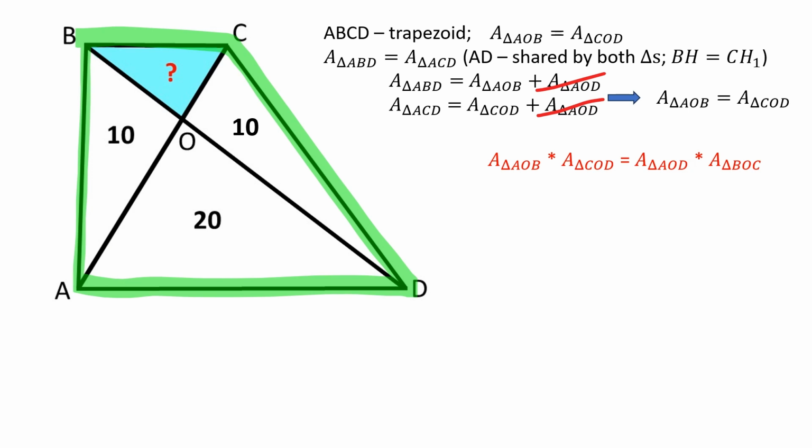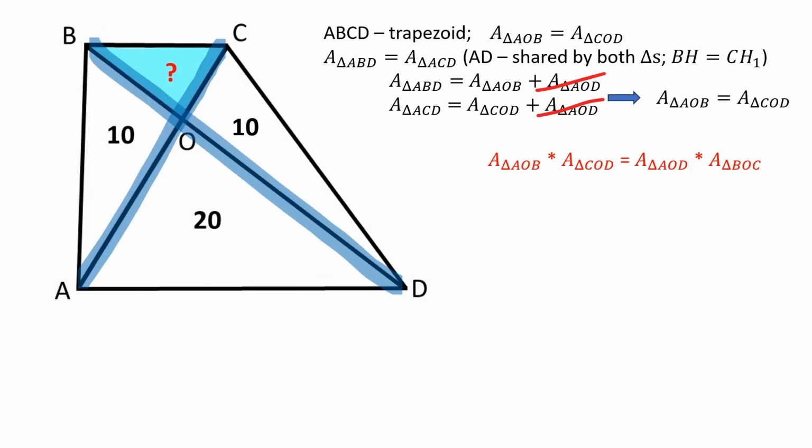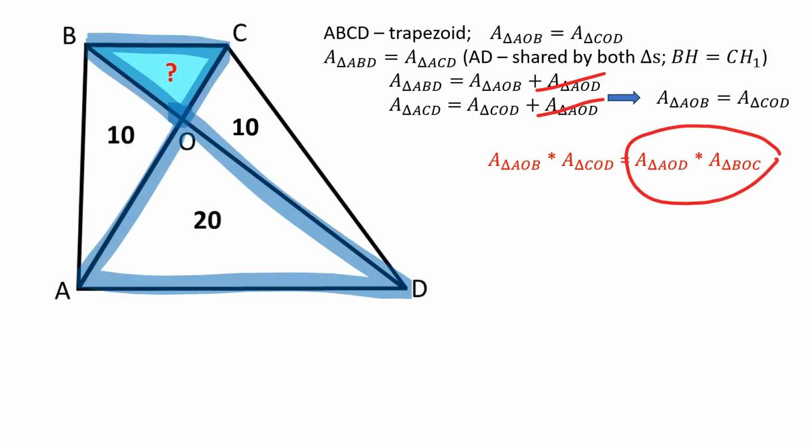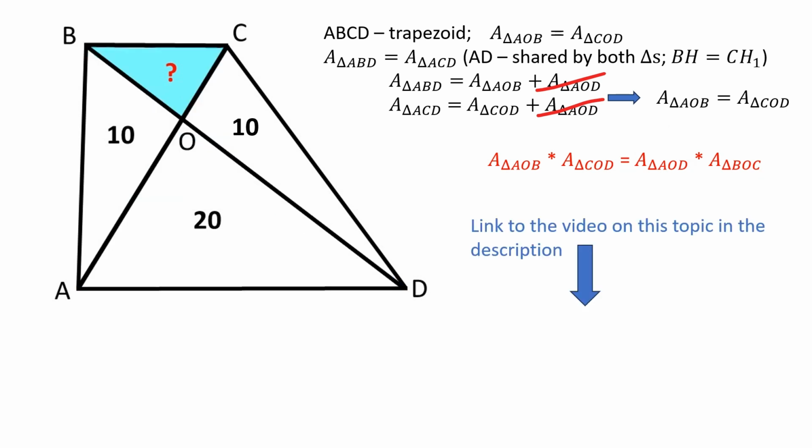ABCD is a convex quadrilateral. A convex quadrilateral is divided into 4 triangles by its diagonals, so that the product of the areas of the 2 opposite triangles is equal to the product of the areas of the other 2 triangles. If you are not familiar with this formula, please check the link to my video with the proof of this formula in the description below.